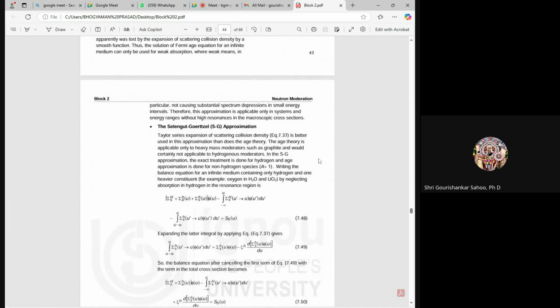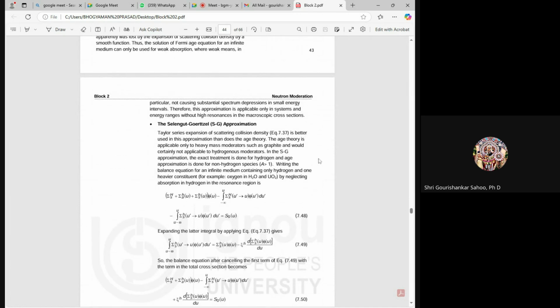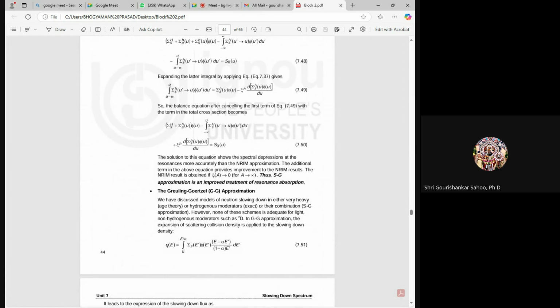And here you can see the Goldstein-Cohen approximation, or SG approximation. You have a balance equation, and the solution shows the spatial depression of the resonance more accurately than the NRIM approximation. The additional term in the expression provides improvement to the NRIM results. So the SG approximation is an improved treatment of resonance absorption. Then the GG approximation.